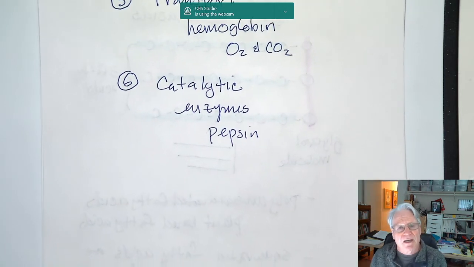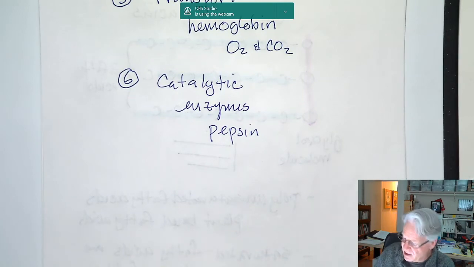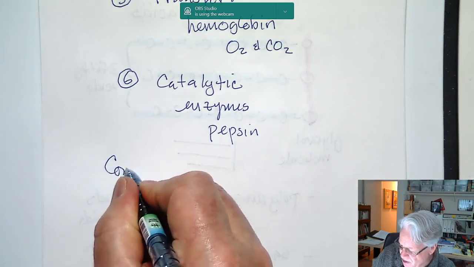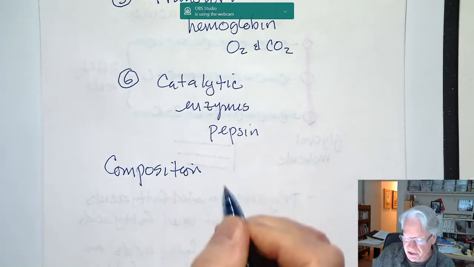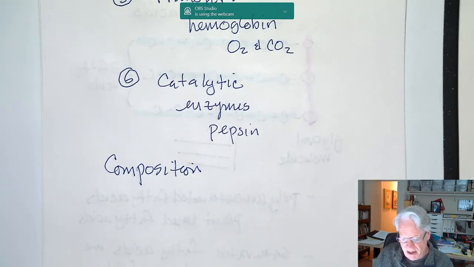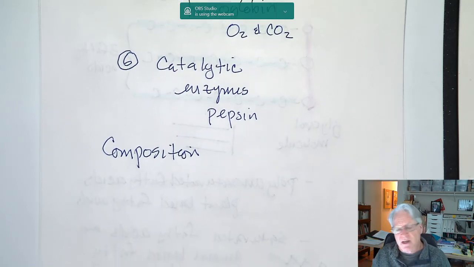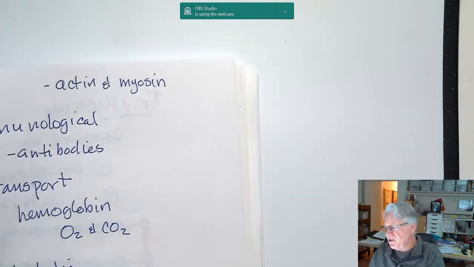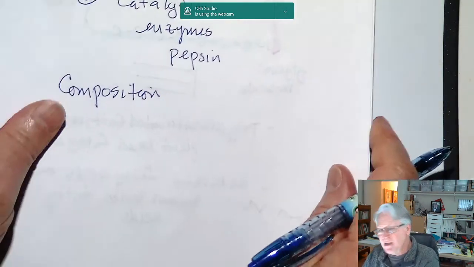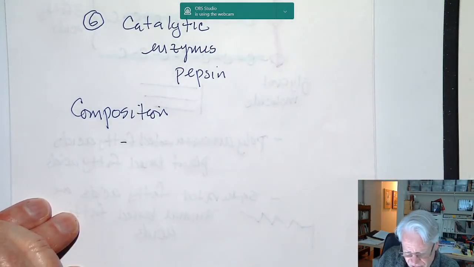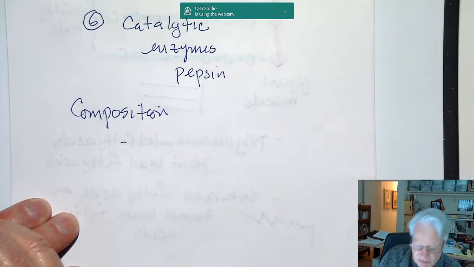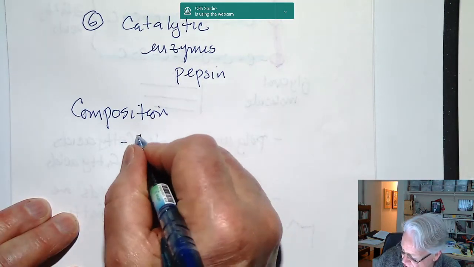So, functions. The next thing on our list that we need to talk about is composition. How are proteins put together? And what are they composed of? Let's start with the basics. If we look at the elements that proteins are composed of, we're going to see the same players we talked about earlier. We're going to see carbon.